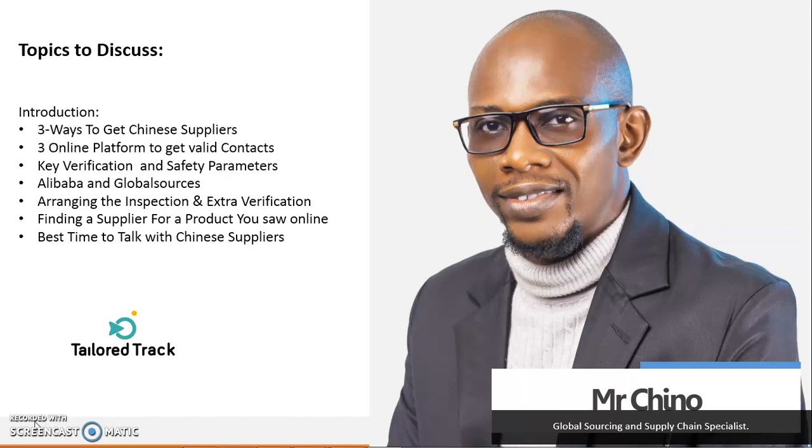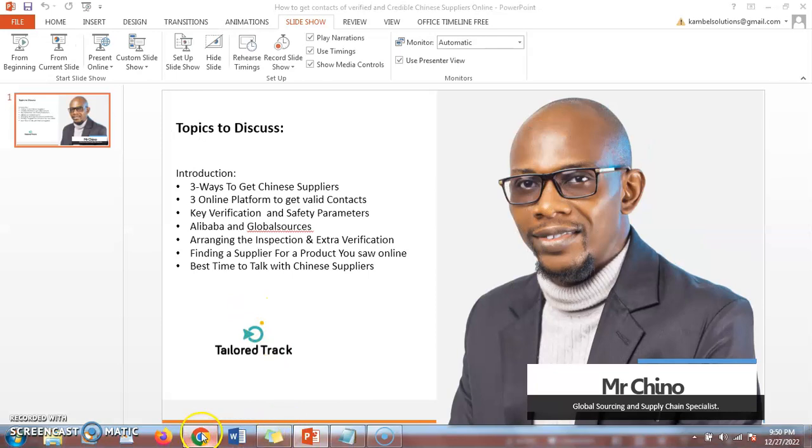So in this part, which is part 2, we'll be discussing the key verification and safety parameters. We need to go online because we need to discuss it based on each platform. First, we will start with Alibaba.